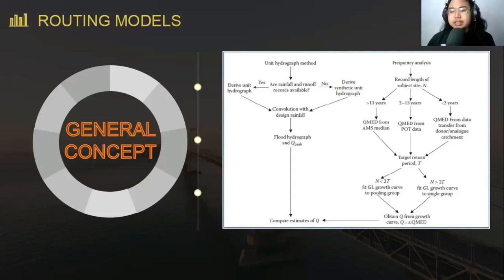So, after that, pag na-designate mo siya for pooling group ba or single group, proceed ka sa naka-obtain ka na ng growth curve mo, which is Q is equal to X times QMED. So, yung mga nakuha nila na results is, doon na, mag-compare na sila ng estimates ng flow rates nila. So, yun.